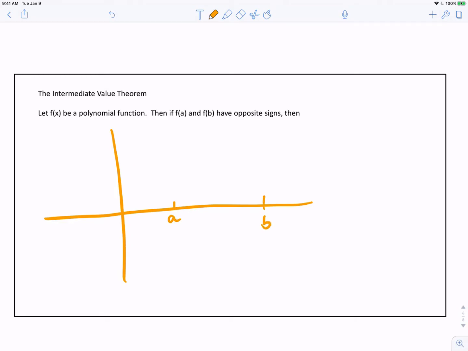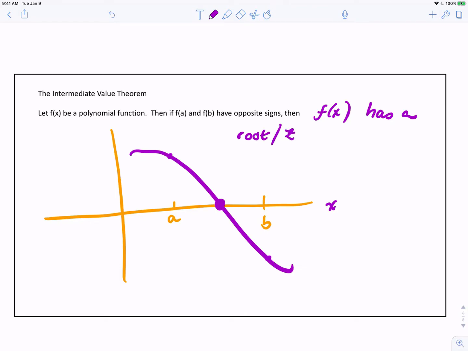And we know that f of a and f of b have opposite signs, meaning one is positive and one is negative. Now, because we know that polynomials are smooth and continuous, if f of a and f of b have opposite signs, that means that the polynomial has to cross the x-axis somewhere between a and b. In other words, f of x has a root, or in other words, a 0, in the interval between a and b.